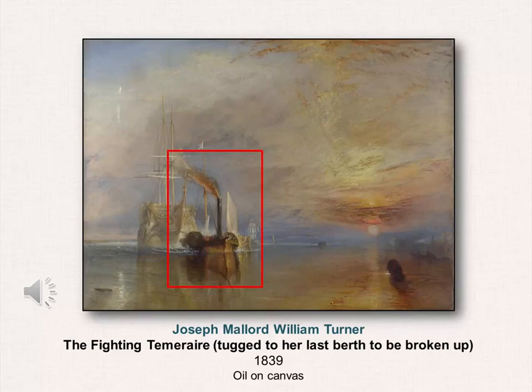The composition of this painting is unusual in that the most significant object, the old warship, is positioned well to the left of the painting within a triangle of blue sky. The quiet beauty of the old ship is in contrast to the dirty, blackened, noisy tugboat. The tugboat pulls the Temeraire past a small river craft, which gives an indication of a faster speed.